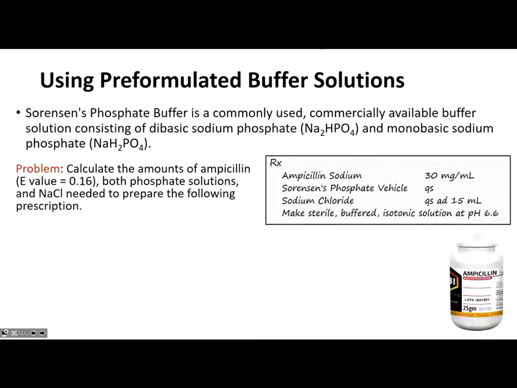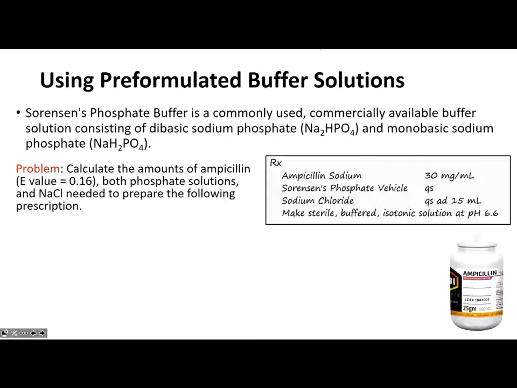It comes pre-formulated, already in solution. All we have to do is decide how much volume of each one to mix together, and you're going to see that here in a minute. Those are the two liquids we're going to use as our buffer, but we want to make something. Look on the prescription: it says we want to make an eye solution that contains 30 milligrams per milliliter of ampicillin. That's our active drug. We have to have that concentration to have our therapeutic effect.